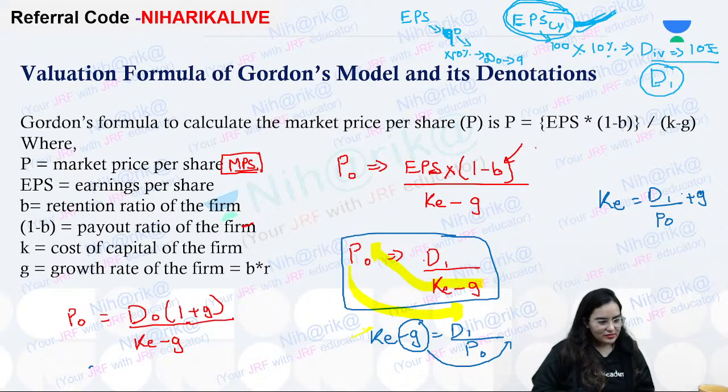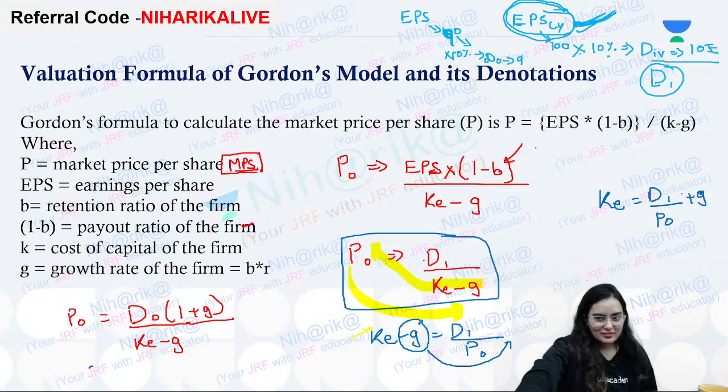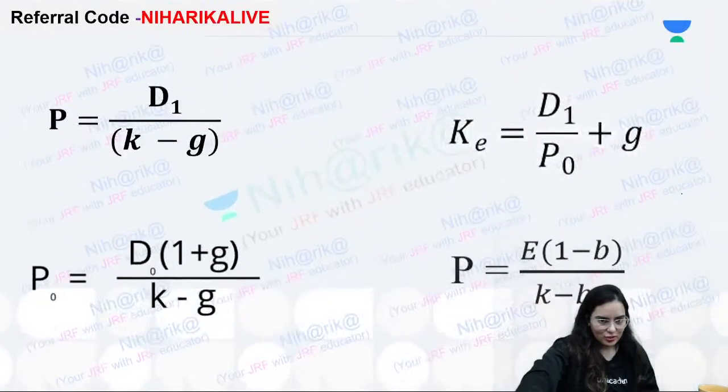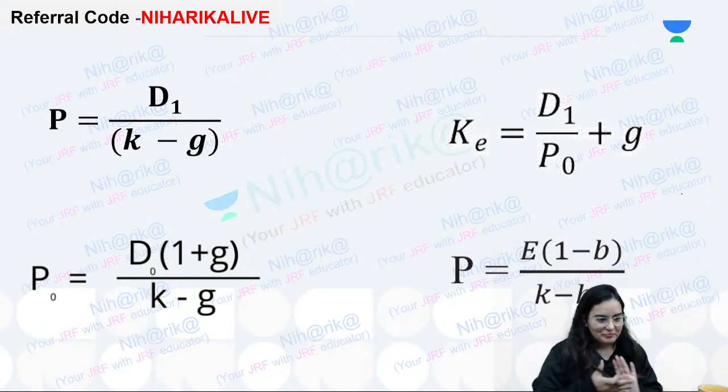Okay, getting it? Priya, is it clear? Right? Okay. Here we are using g. Now these are all the formulas that we have seen till now. Now see. All these formulas we have seen.